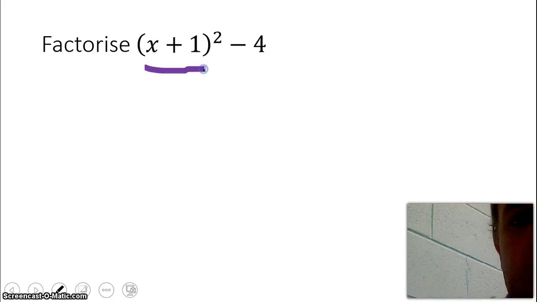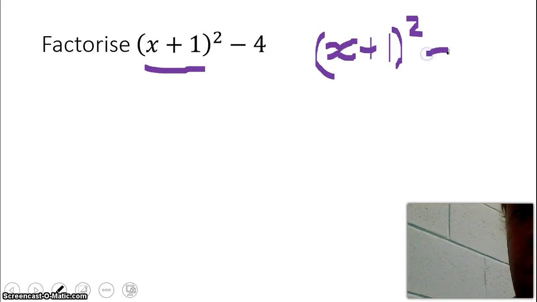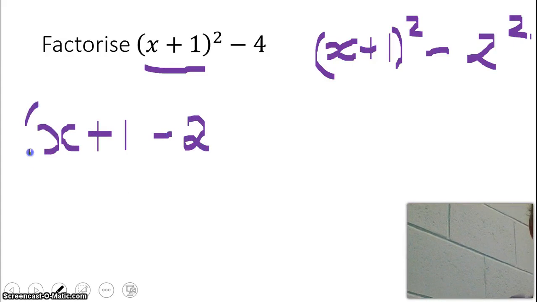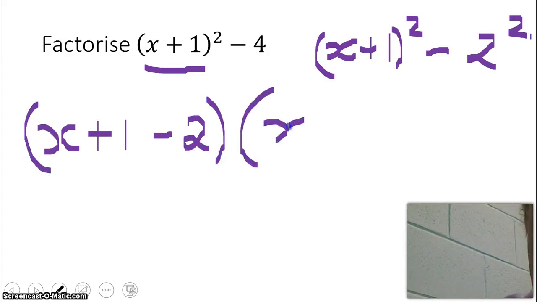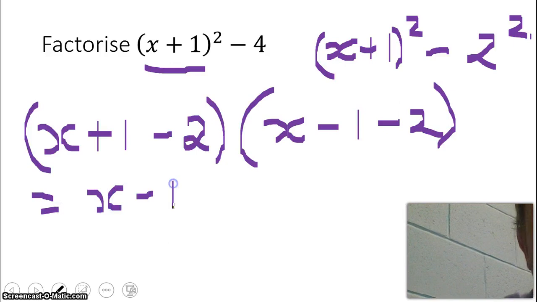This one here, we've got a binomial squared. So exactly the same, it's x plus 1 squared minus 4 being 2 squared. So you've got x plus 1 minus 2, x minus 1 minus 2. And we can tidy those up a bit and end up with x minus 1, x minus 3.